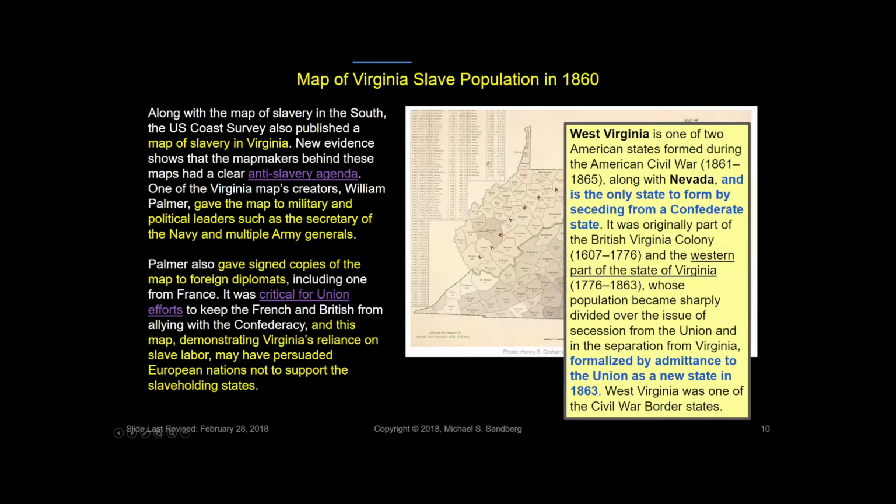So during the Civil War, 2 states actually joined the Union. One of them was Nevada. The second one was West Virginia. The interesting thing about West Virginia is that it is the only state that seceded from the Confederate States to join the Union, and it was formally admitted into the Union as a new state in 1863. The key thing about it is it was one of the Civil War border states. It provided an entry path for the Union Army to enter the South.